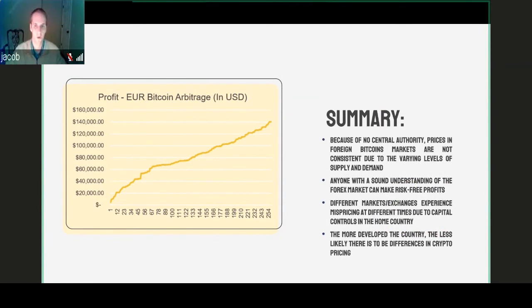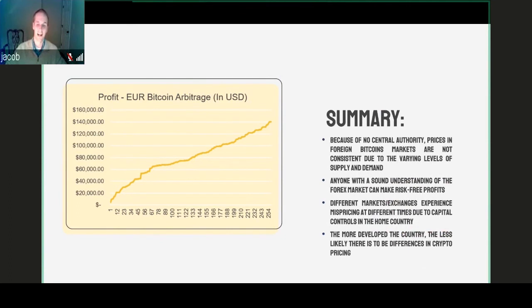And what this goes to show is that with the lack of a central authority, the prices in the foreign Bitcoin markets are not consistent. And due to the varying levels of supply and demand, they're not consistent with what a fiat currency or the spot rates are going to be. And until someone regulates this and makes the Bitcoin market stay at one certain price across all the markets, this arbitrage opportunity will be there.